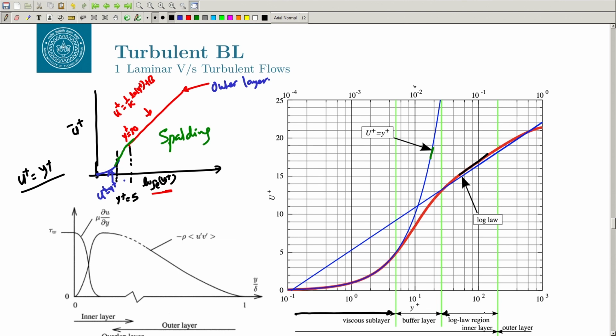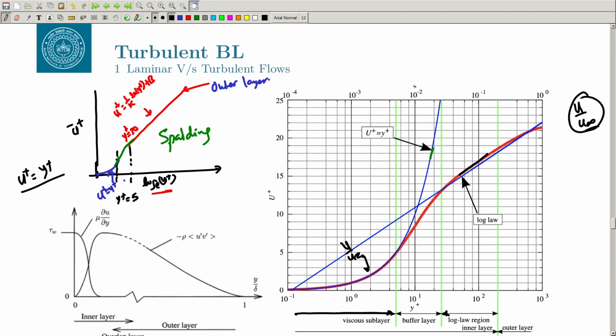In the outer region, it will not be described by the log law, but you will need to consider the free stream pressure gradient and the boundary layer thickness. So there the scale will be u by u infinity and not u by u tau. Here we have used u by u tau as the scale, but if you go away from the inner layer, your scale is u by u infinity.